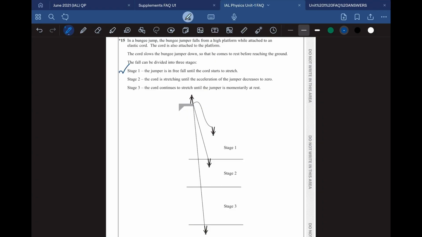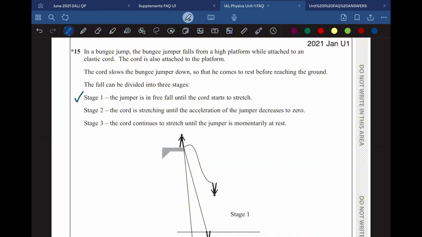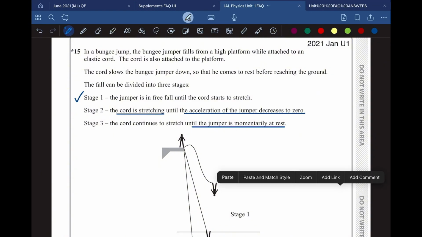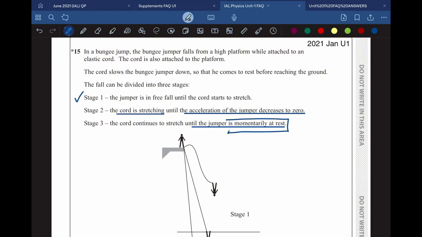Stage one says the jumper is in free fall until the cord starts to stretch. Now we have to think about it. Stage two says the cord is stretching. The cord will be stretching until the acceleration of the jumper decreases to 0. And stage three says the cord continues to stretch until the jumper is momentarily at rest. So basically when it is at rest, the cord will stop stretching. Until it is at rest, it will continue to stretch.